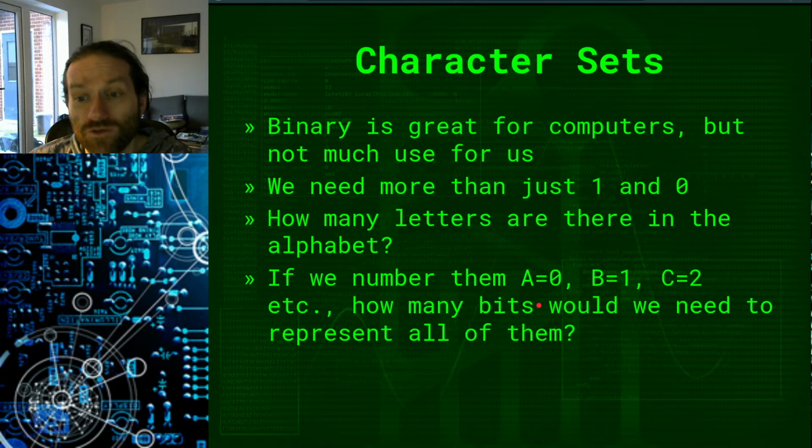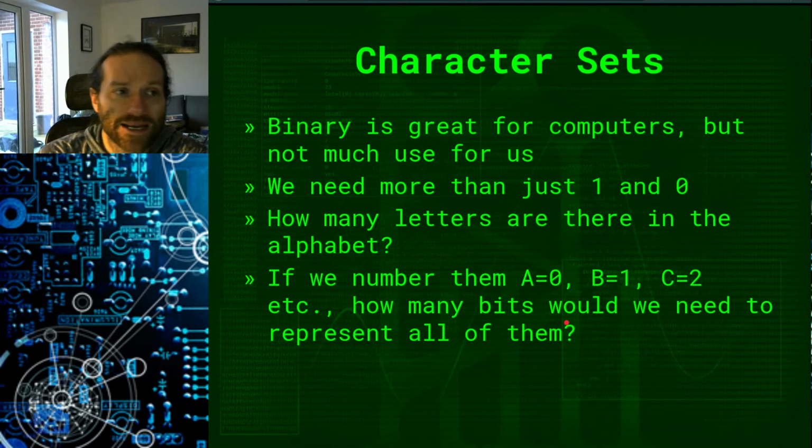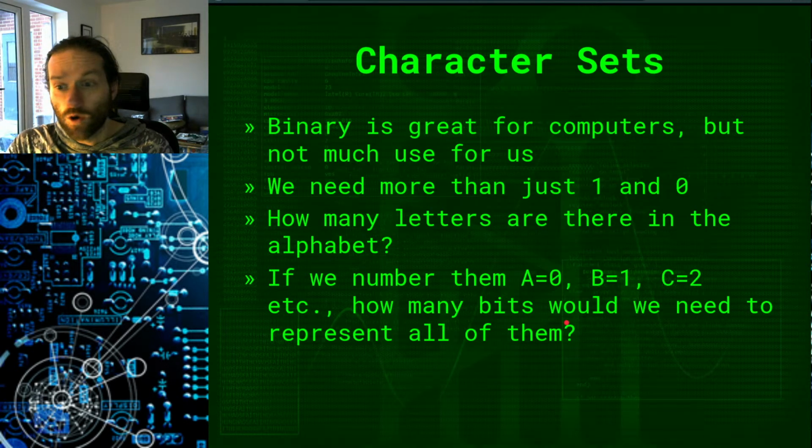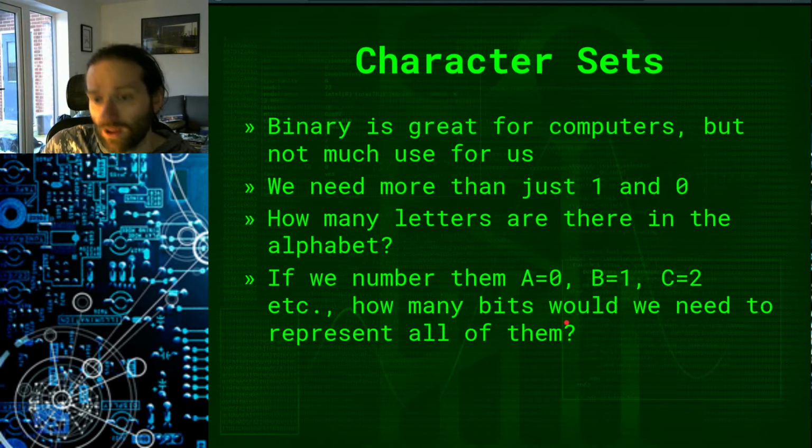If we number those letters, A equals 0, B equals 1, C equals 2, D equals 3, etc., how many bits would we need to represent all of them? What I'm essentially saying is the highest value that we can represent is going to be 25 if we're starting from 0. What is the minimum number of bits you'd need to store the value 25?